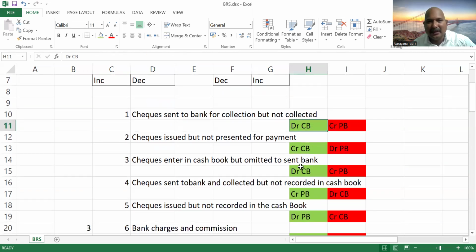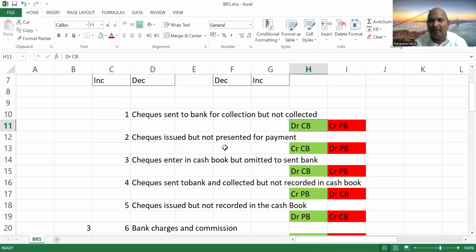This is the first reason for disagreement of bank balance as per cash book and passbook. And the second one, checks issued but not presented for payment. We issued two checks to our suppliers. We issued a check on 25th of this month, and it was not deposited in the bank account. And the bank doesn't know the check was issued but not presented. Whenever it is presented, only at that time will the bank record the transaction in the passbook.